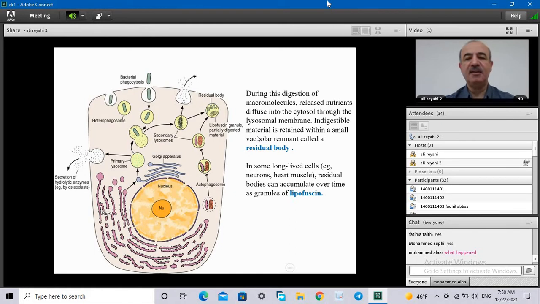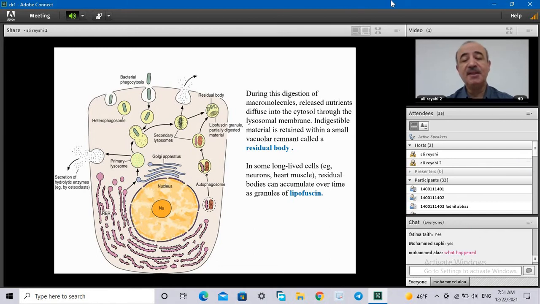Indigestible material is retained within a small vesicular remnant called the residual body. That means this material, okay? In some long-lived cells, for example the neurons and the heart muscle cells, these cells are permanent cells and don't divide, for example.